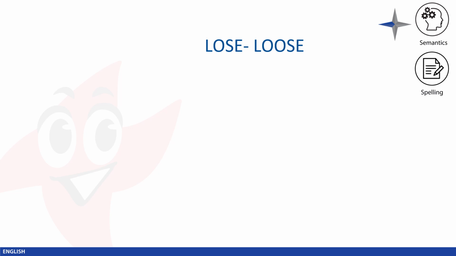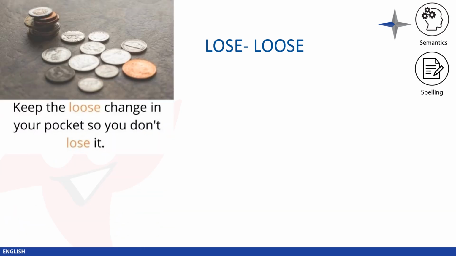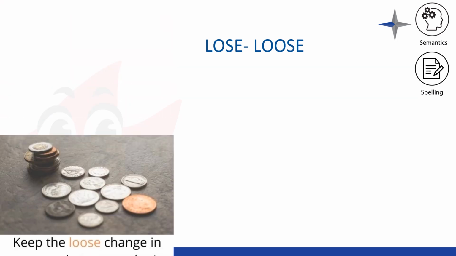Now about lose and loose. Well, one with one O, one with double O. Well, lose with one O is the verb, of course. Let's take a look. Keep the loose change in your pocket so you don't lose it. With double O, yeah, all these coins. And lose is the verb. Yeah, you don't have these coins anymore.